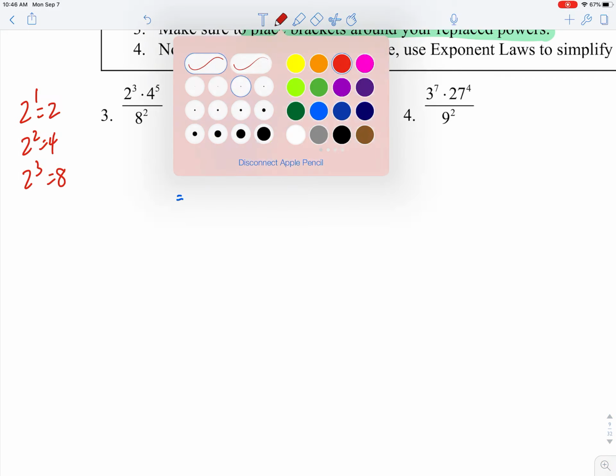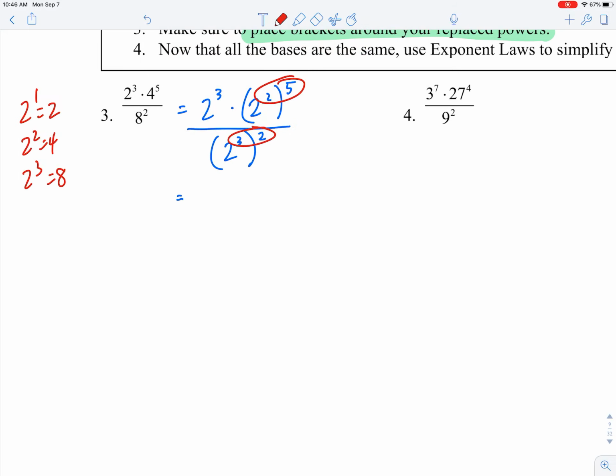So I'm going to do power of powers first. So I'm going to multiply those. So it's 2 to the 3 times 2 to the 10 over 2 to the 6. So that's 2 to the 13 over 2 to the 6. I'm going to subtract those exponents, so I get 2 to the 7.